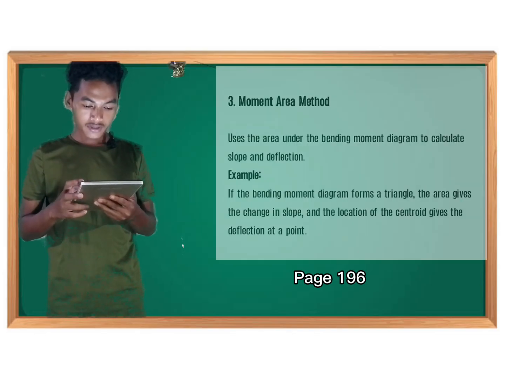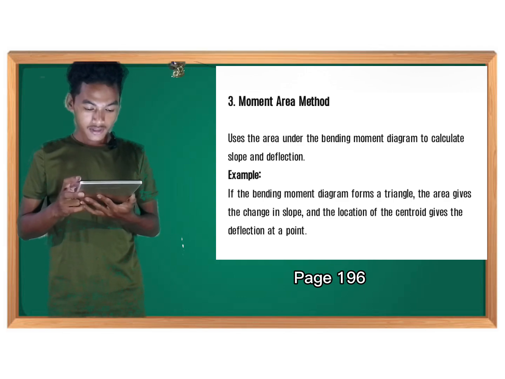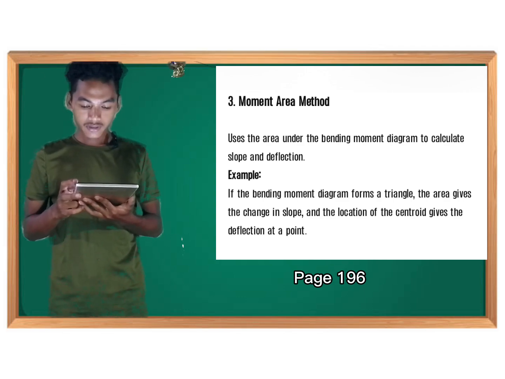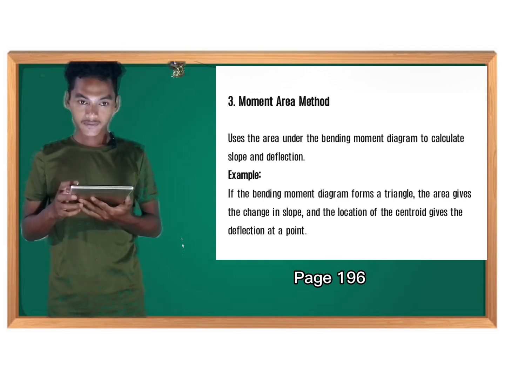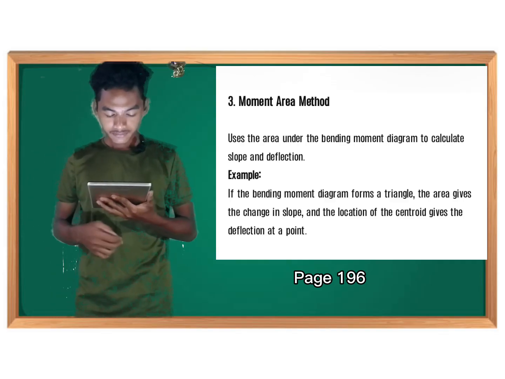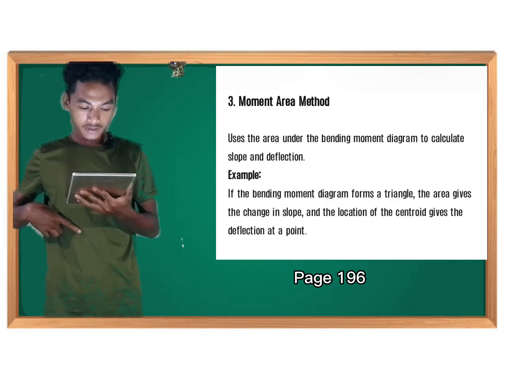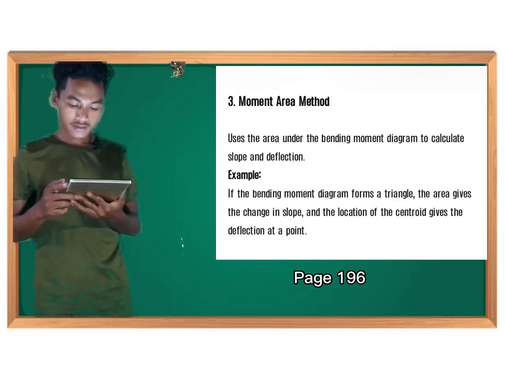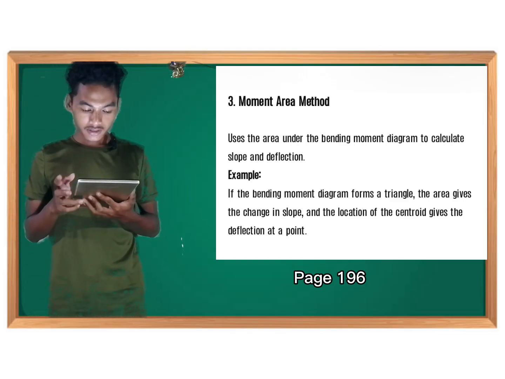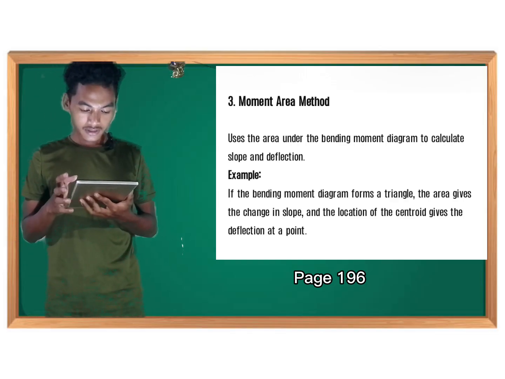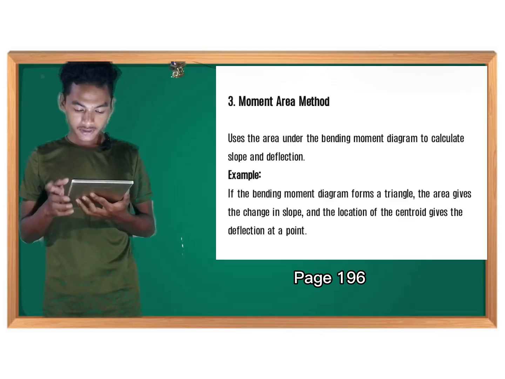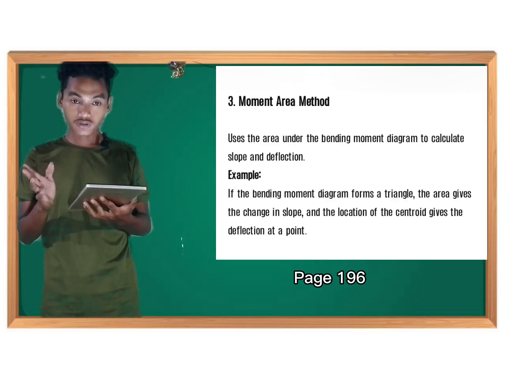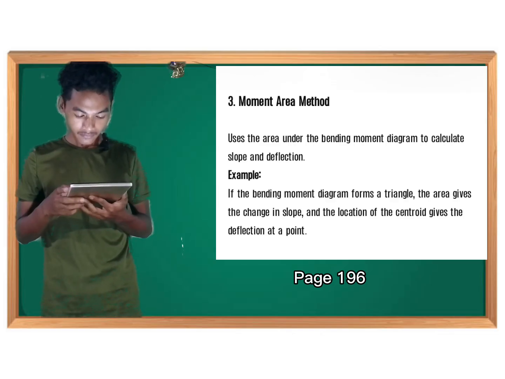Number three is the moment area method. It uses the area under the bending moment diagram to calculate slope and deflection. Example: if the bending moment diagram forms a triangle, the area gives the change in slope, and the location of the centroid gives the deflection at a point.